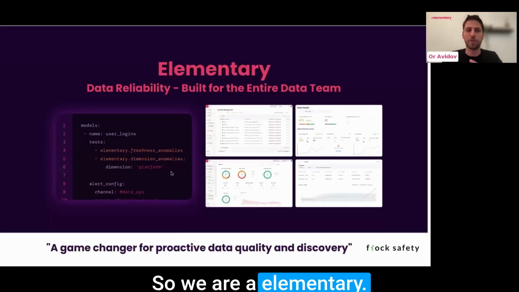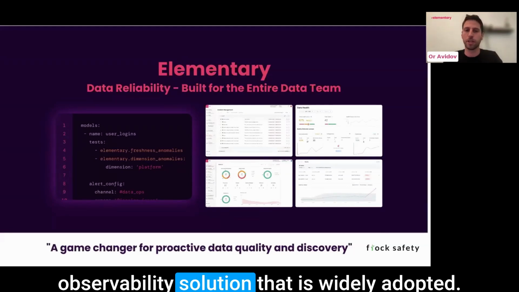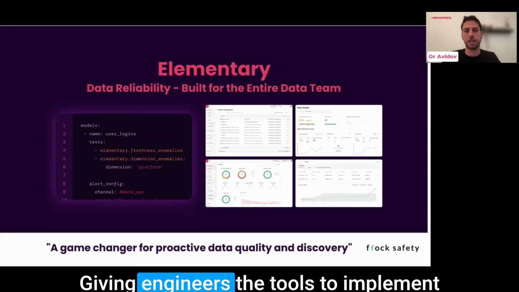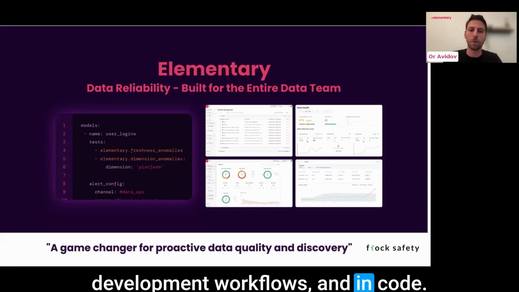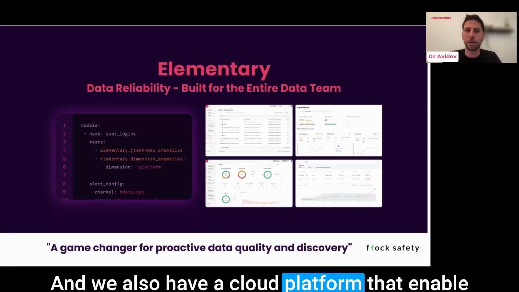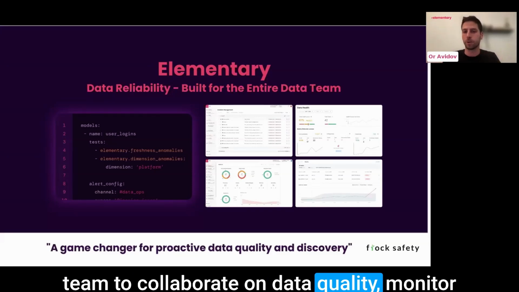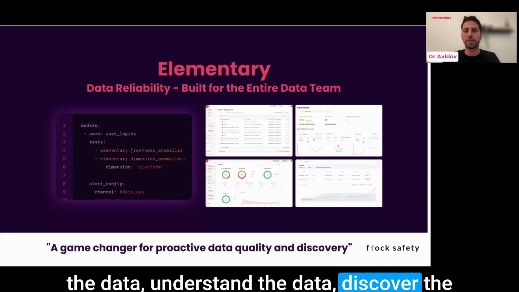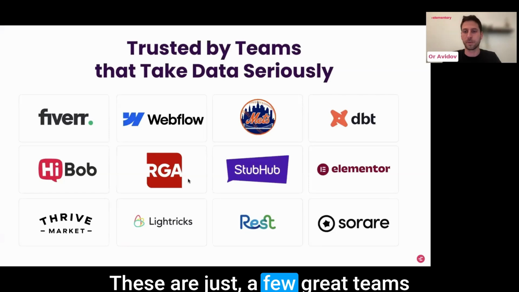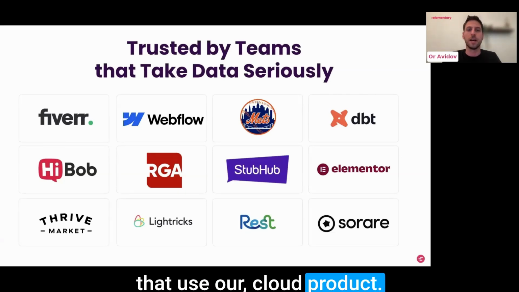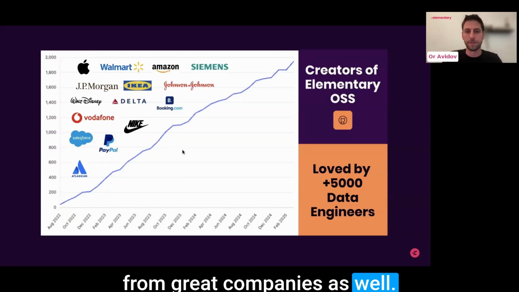So we are Elementary. We provide a data reliability platform. We have an open source data reliability and observability solution that is widely adopted, giving engineers the tools to implement data observability as part of their development workflows and in code. And we also have a cloud platform that enables other data professionals, the entire data team, to collaborate on data quality, monitor the data, understand the data, discover the assets, and really collaborate on data reliability. These are just a few great teams that use our cloud product. We have a community of over 5,000 data engineers worldwide, coming from great companies as well.